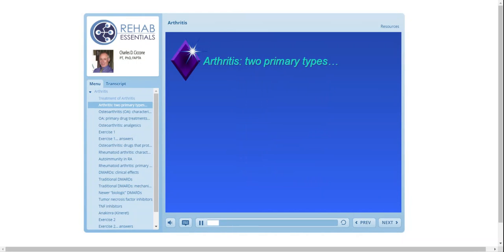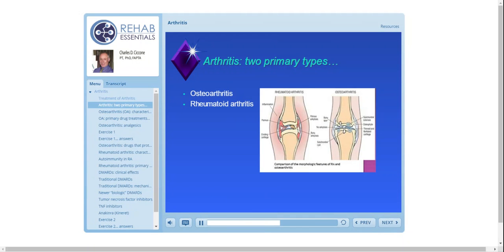So we have to start by identifying the fact that arthritis is really two different conditions, or there are two primary types of arthritis, which are of course osteoarthritis, we'll talk a little bit about the pathophysiology there, as opposed to rheumatoid arthritis. And granted that both conditions are associated with joint disease, joint destruction, and dysfunction, but they really are quite different from each other in terms of their pathophysiology.